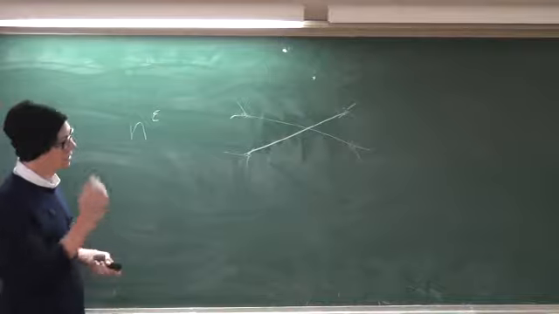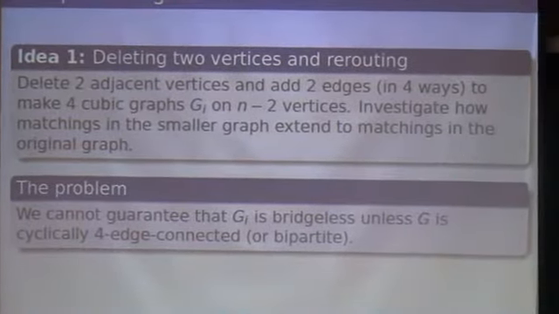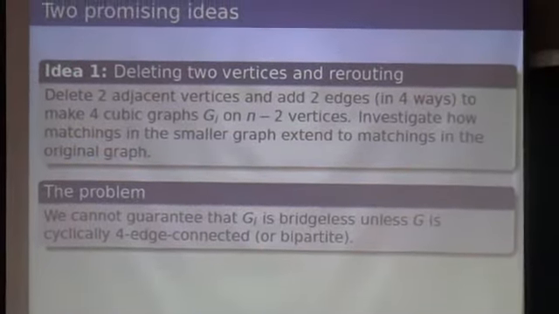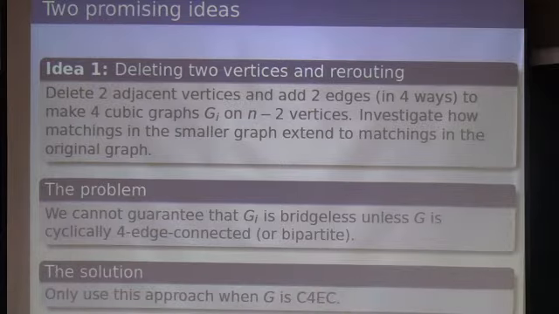So what's the problem with this? The problem is that when you make this auxiliary graph, you could introduce a bridge, and we can't have that. The connectivity can drop by 2. So as long as we're cyclically 4-edge connected, or bipartite, by a parity argument, then we'll be okay. So the solution is to only use this approach when the graph is actually cyclically 4-edge connected, in which case it's an inductive step that's not going to ruin our argument. So that's the first idea that we steal.